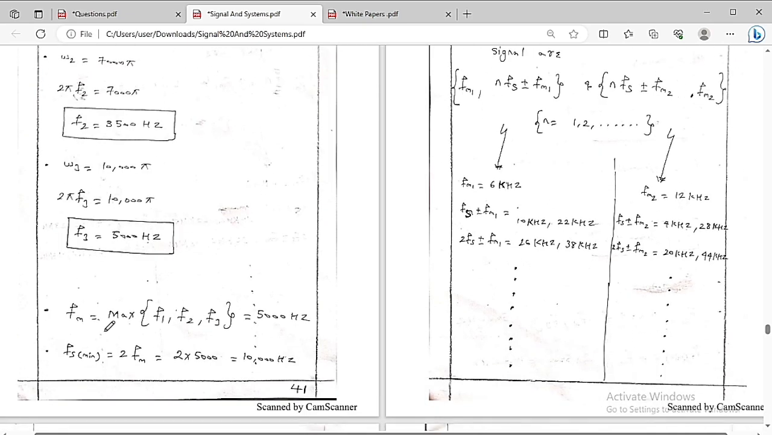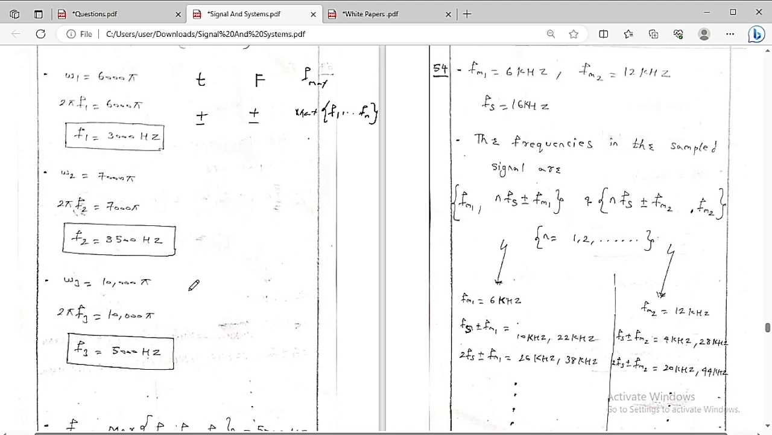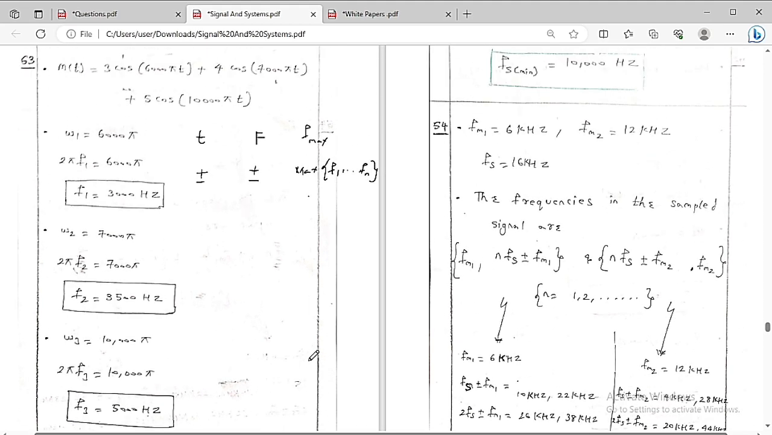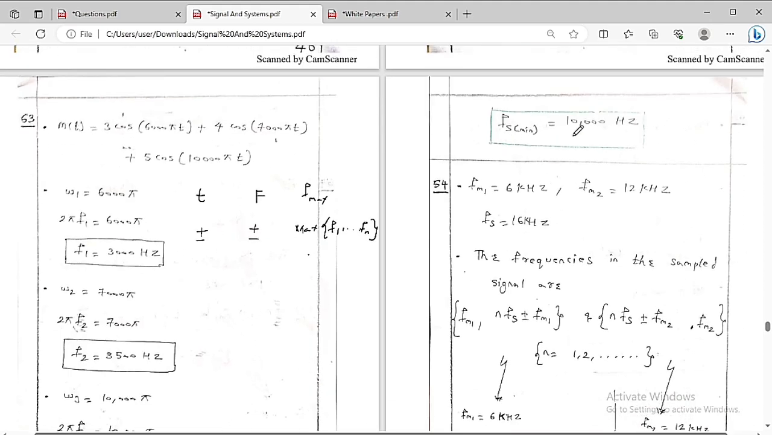So what is the FM? FM is nothing but the maximum frequency present in the signal, which is the maximum value out of all the frequencies, F1, F2, and F3. Out of F1, F2, and F3, what is the maximum frequency that we are going to get? 5000. So 5000 is the FM, which is 5000 hertz. Then you know the minimum sampling frequency is 2 into FM. So 2 into 5000, if we simplify, we are going to get 10,000 hertz. So the minimum sampling frequency is 10,000, which is the correct solution of this question.